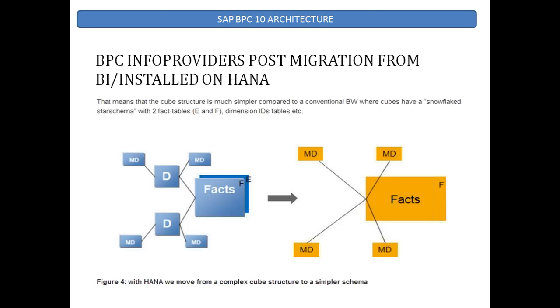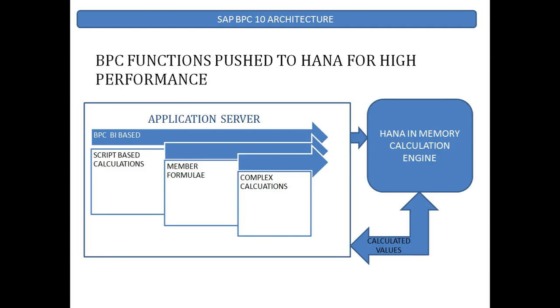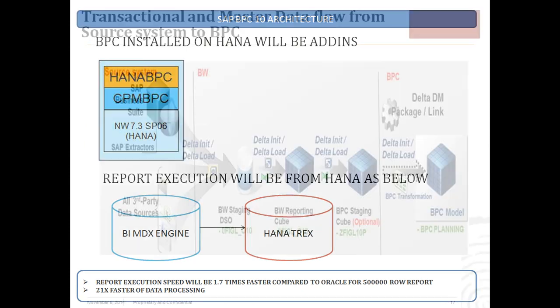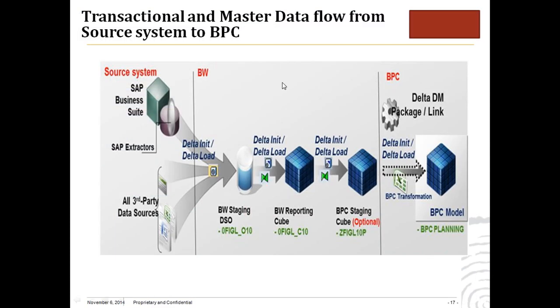Okay, this is the post migration file, push it to HANA for highly complex calculations. This is the server where for high performance calculations we'll use HANA. Installed on HANA will be add-ins, all this stuff, right? And as I said, how data will flow, data can flow from a heterogeneous environment. It may be from SAP or some other third parties. From a flat file also I can push the data, right?